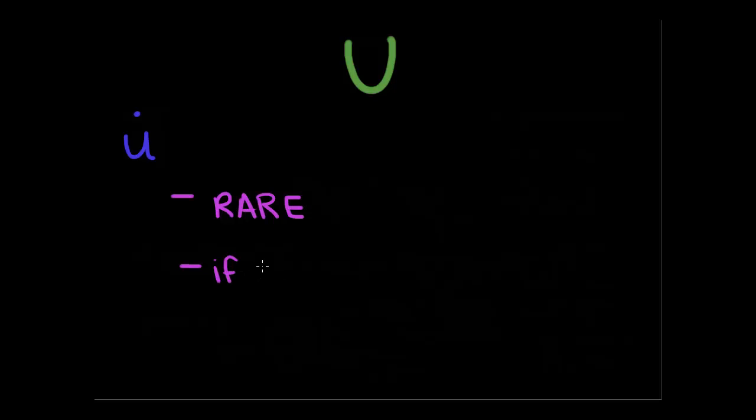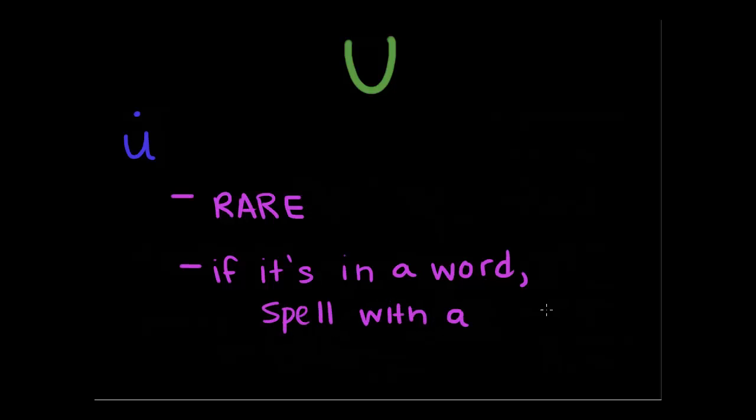But if you do see it, if it's in a word, I mean, where else would it be? But if it's in a word, or if it's present, I guess, you're just going to spell it with a U. So this doesn't happen too often in Greek. Not a very common sound, but if it does, just keep it simple, spell it with a U, as in this word, which is pronounced basileus. Basileus.